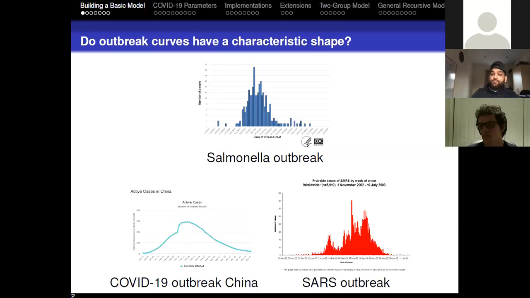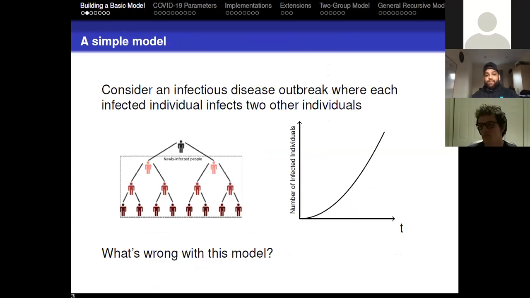And then on the bottom right, we see data from the SARS outbreak worldwide. Again, this is slightly different because there are lots and lots of waves of outbreaks. But in each wave, you see a similar shape. There's some sort of exponential growth, a plateau, and then a decrease in cases again. And then the waves just continue for that one.